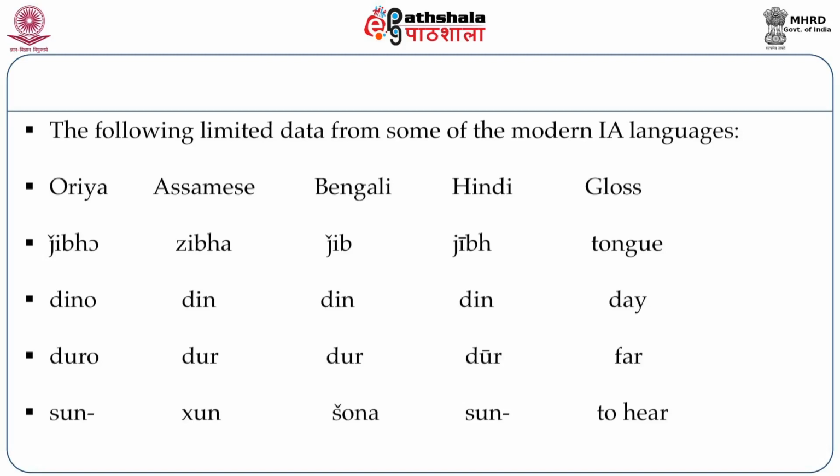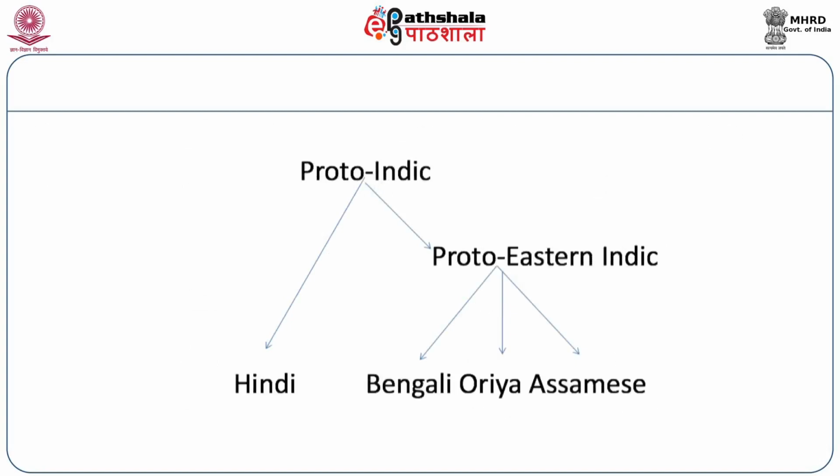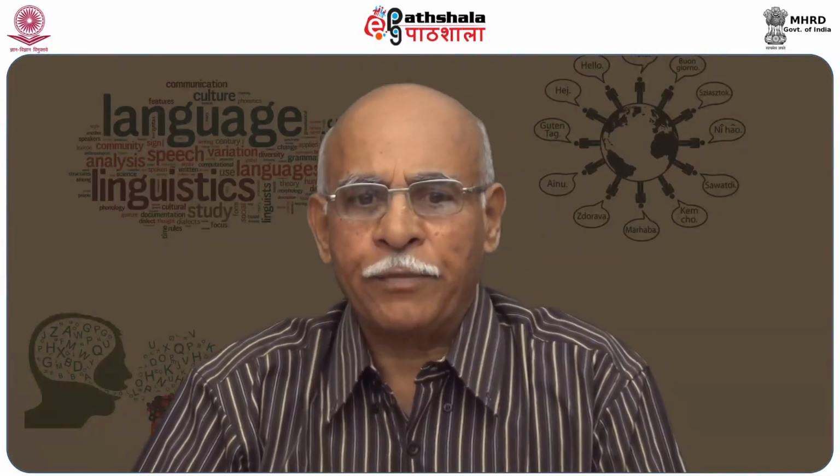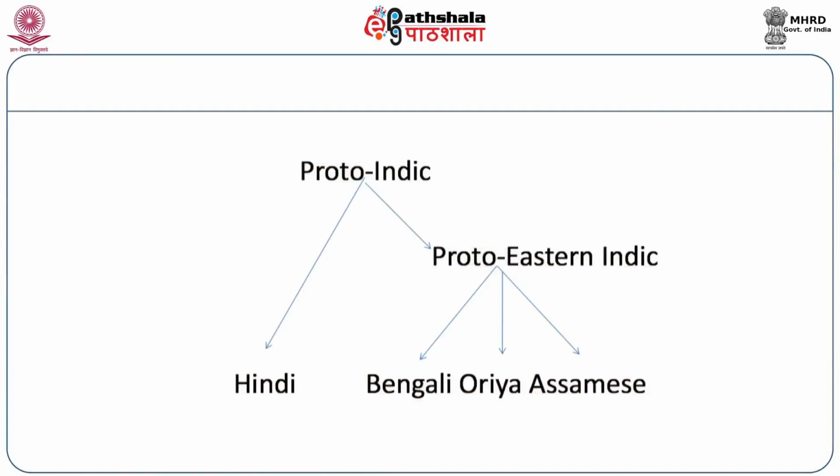So on this basis, a subgroup distinction can be shown here. So we have Proto-Indic, Hindi. Definitely Hindi is a sister, no doubt, but not a descendant. So Bengali, Odia and Assamese are descendants from the intermediate subgroup Proto-Eastern Indic. In this way, a tree diagram can show the subgroupings, sub-branches of intermediate stages.